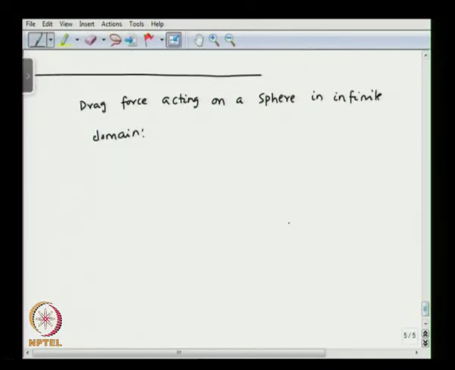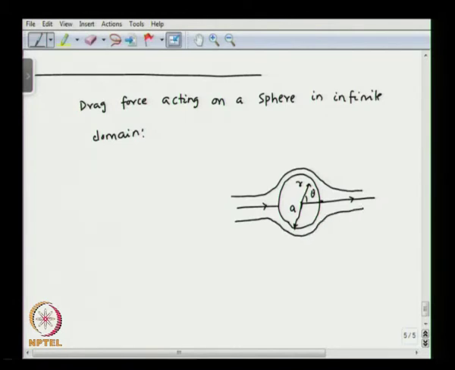So, we have a sphere which is present in an infinite domain. Say this is some r, this is theta, this is radius a. So, we would have the flow situation something like this. The pressure force always acts normal to the surface, and there will be a viscous component tangential, and we are talking about uniform velocity u.